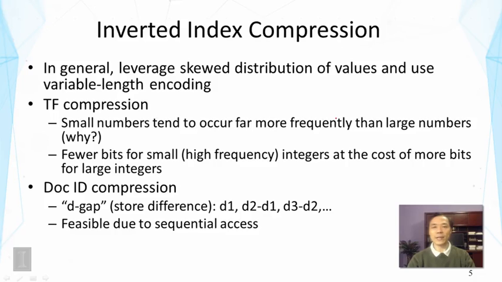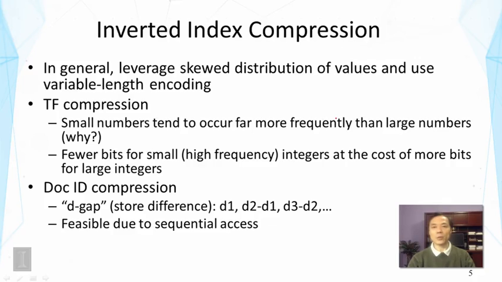So when we take the gap, the difference between adjacent document IDs, those gaps will be small. So we will again see a lot of small numbers. Whereas if a term occurred in only a few documents, then the gap would be large. The large numbers will not be frequent. So this creates a skewed distribution that would allow us to compress these values.